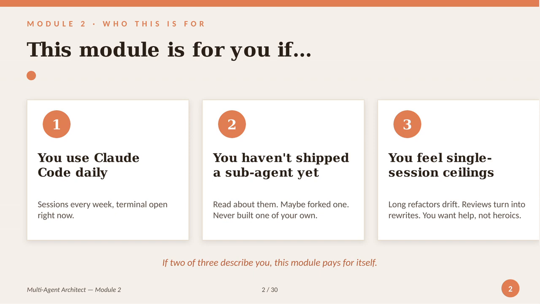Card 2. You haven't shipped a subagent yet. You've read about them. You've maybe forked one out of curiosity and read the YAML. But you've never sat down and authored one of your own from scratch, line by line, and put it into production. Card 3. You can feel single session ceilings. Your long refactors drift partway through. Your reviews quietly turn into rewrites.